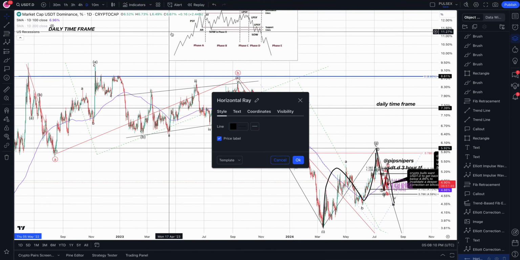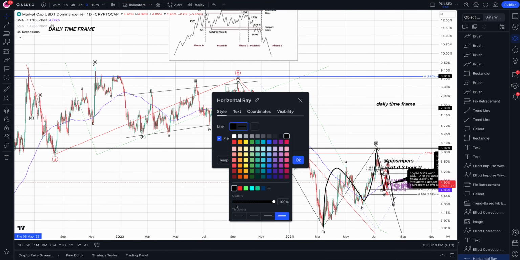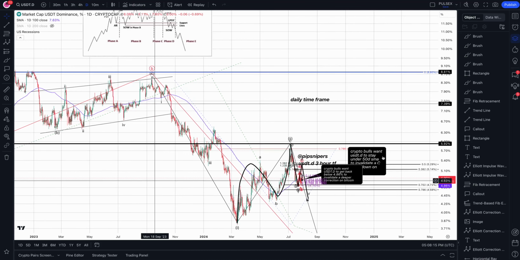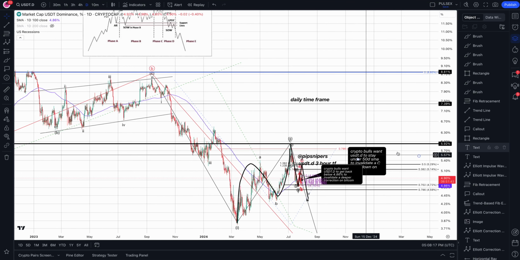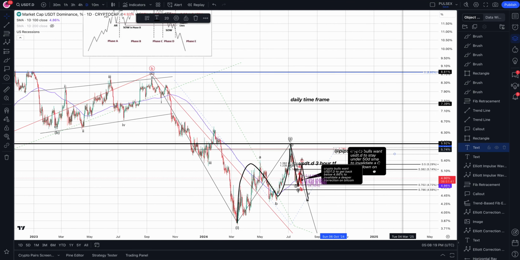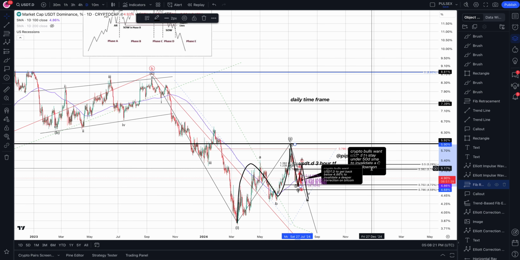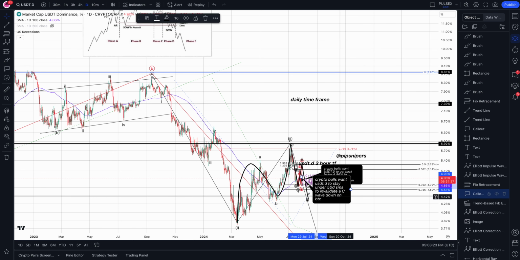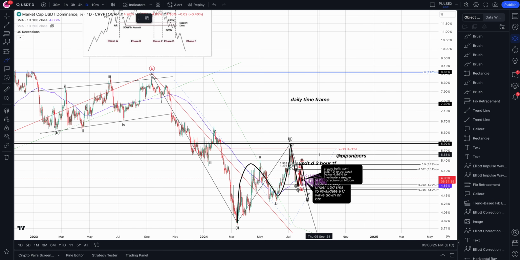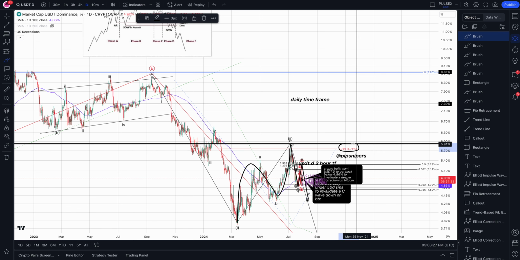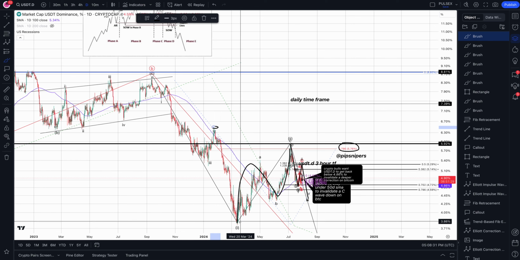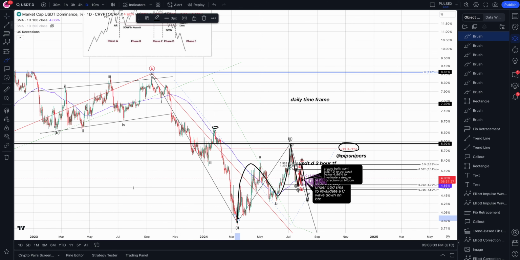So we backtested the bottom end of our distribution range over here, and we also came up to the 78.6% fib right over here. You see how we came up to the 786 and we had no closure above it? That was measured from our January 24 high down to our March 24 low.